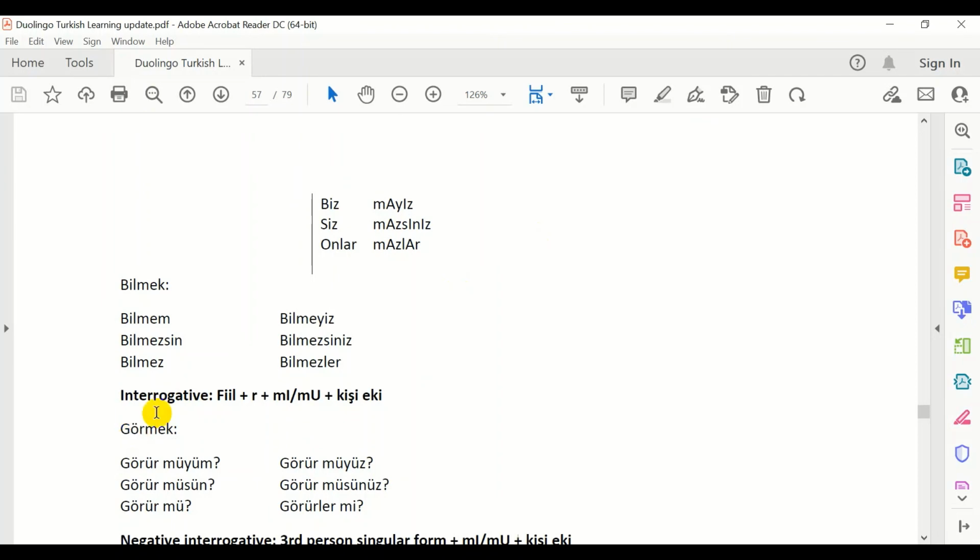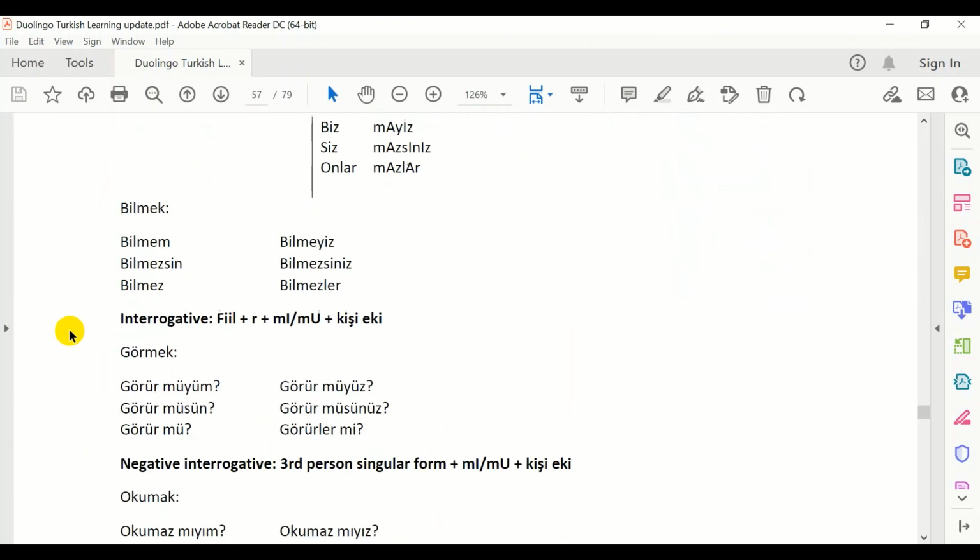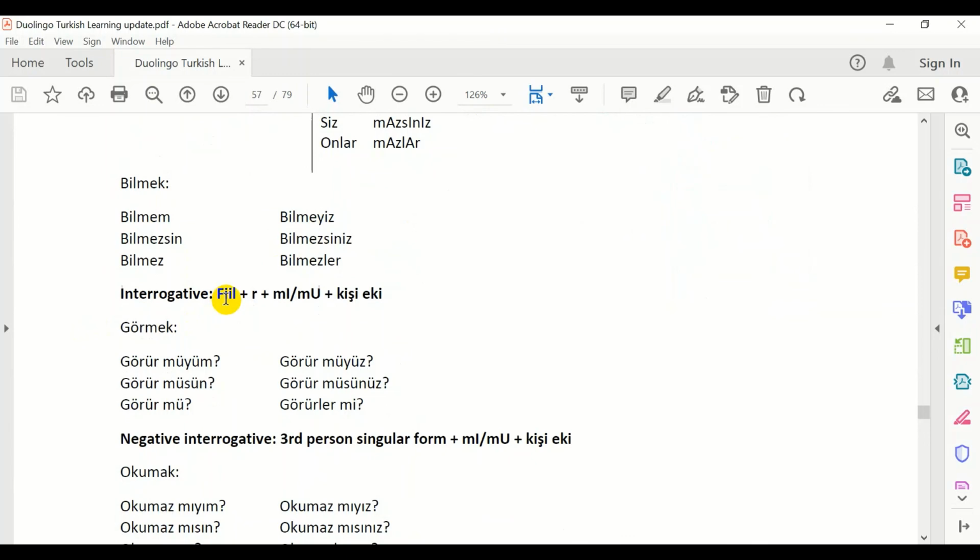And now let's come to interrogative sentence. Well, I hope you now know that making an interrogative sentence is very easy. Actually, considering or remembering the positive sentence, before the personal suffix you add the question suffix mi or mu. Now let's see the details here. Root or verb plus tense suffix, and before adding the personal suffix you add this question suffix.